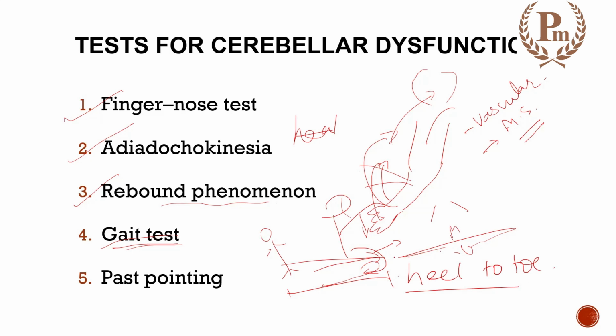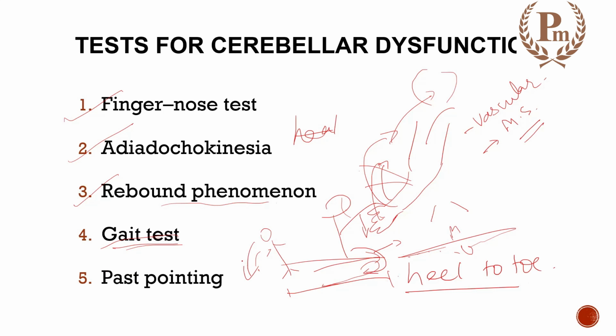Then past pointing. Romberg sign, have you seen it? Do you remember? How do you do it? You position yourself near the patient, ask the patient to put the two feet close to each other, stand in an erect posture, and then ask him to close the eyes. On closing the eyes, if it is Romberg's positive, we find that he tries to fall, swaying without correcting. If you're not there to hold him, he may just fall down. So that's the Romberg sign.